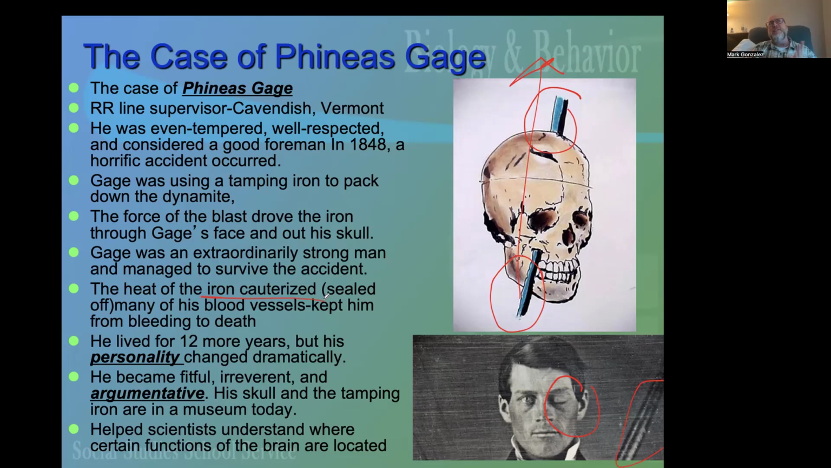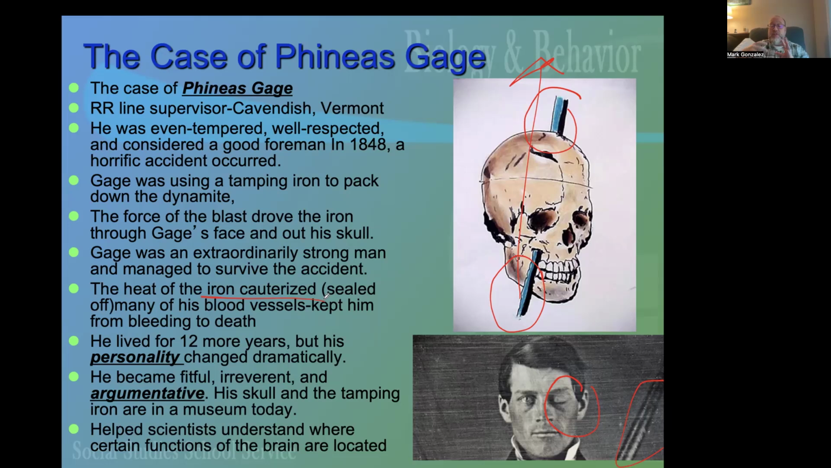So how does this go into how we see the brain and its work with behavior? Doctors and scientists learned a lot about how the brain works because of where this thing came through, below the eye area and through the brain. The part of the brain that deals with personality was definitely drastically altered and changed. So we were able to at least get an idea that very well possibly where this tamping iron went through is where something happens with our personality.